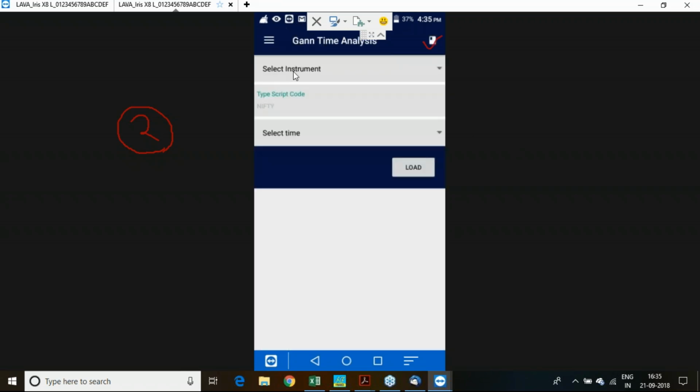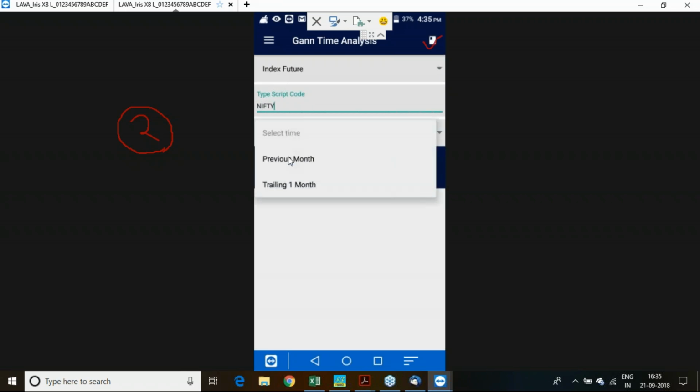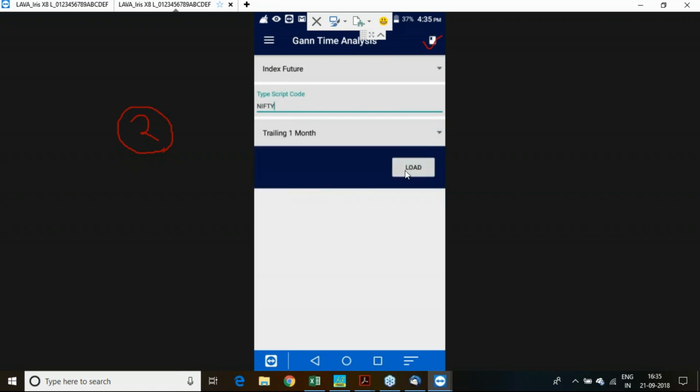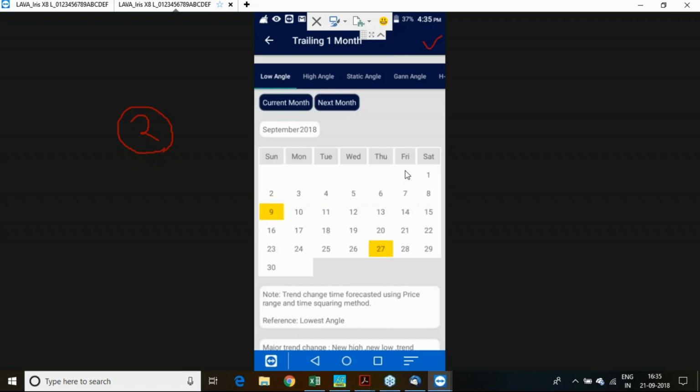One more data reference point we have given is the trailing 1 month. That means it is from 20th September backward by 30 days. I am taking the same Nifty, loading the trailing 1 month data, and using the same two methods, low angle and high angle. The low angle has given the 9th, which is a holiday, so the 10th, you have already seen a trend change using the trailing 1 month data. Next is falling on the 27th.